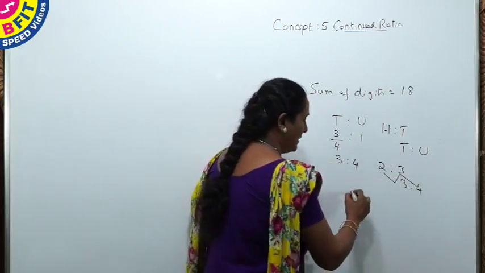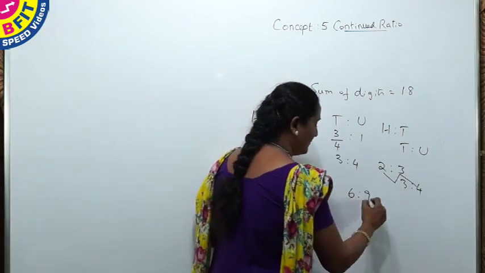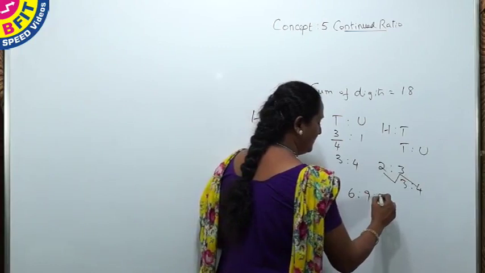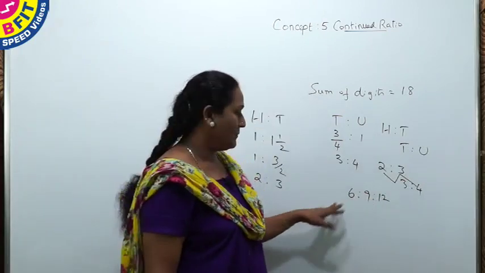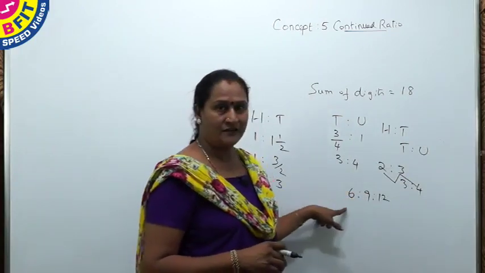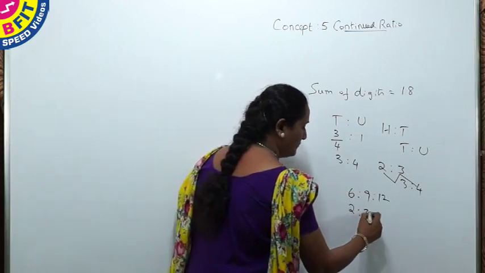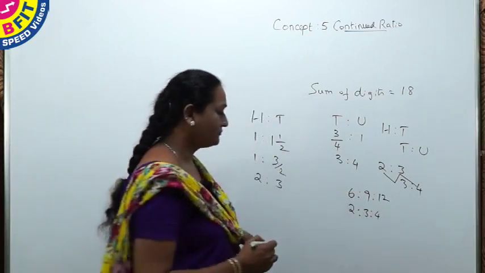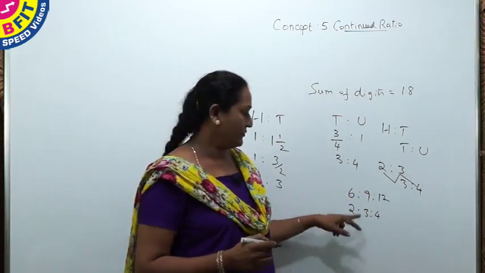So 2 into 3 it is 6, 3 into 3 it is 9, 4 into 3 it is 12. So the ratio is 6:9:12, but ratios should be in a simplified format. You have a common factor 3, so simplify. So it is 2:3:4. The ratio of hundreds, tens and units is got as 2:3:4.